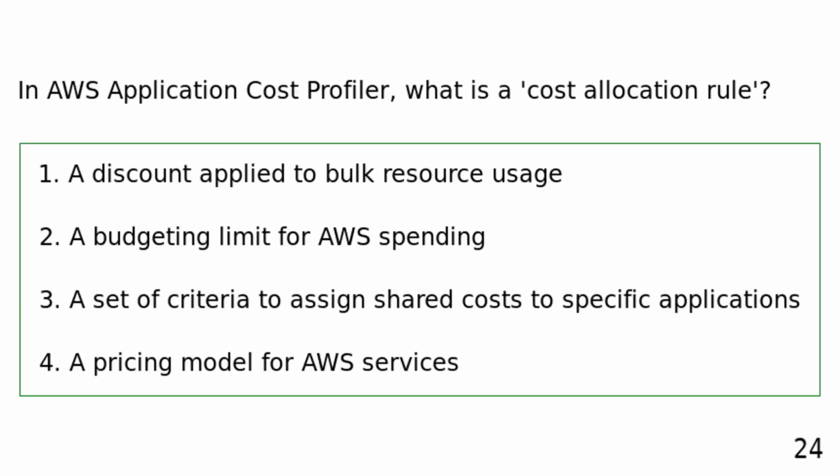In AWS Application Cost Profiler, what is a cost allocation rule? A discount applied to bulk resource usage. A budgeting limit for AWS spending. A set of criteria to assign shared costs to specific applications. A pricing model for AWS services.